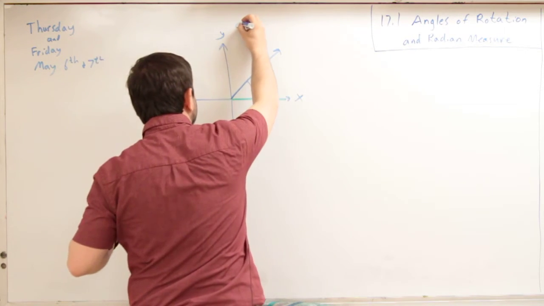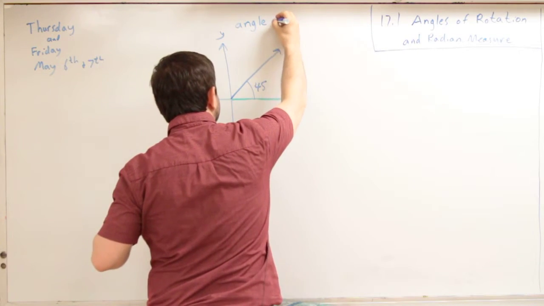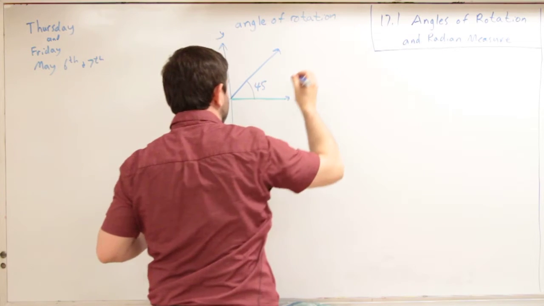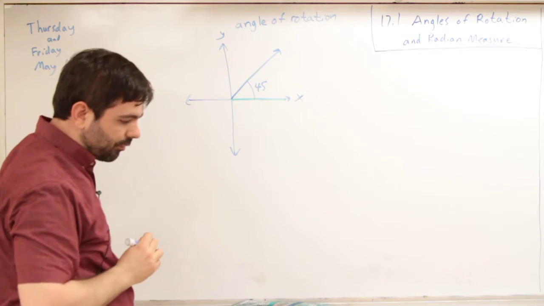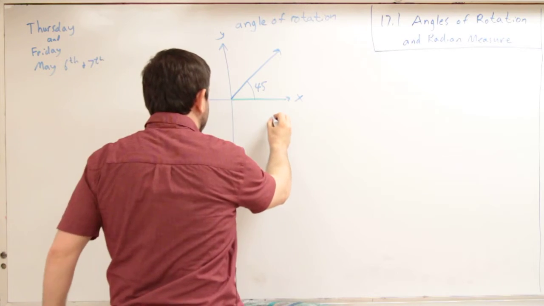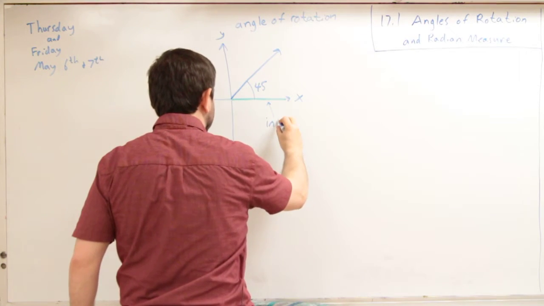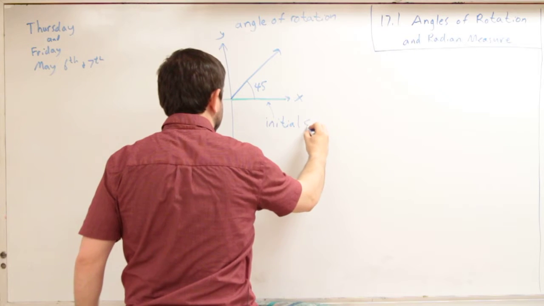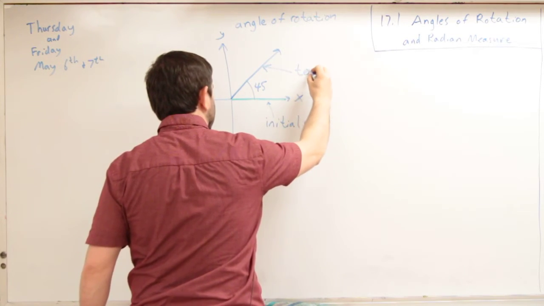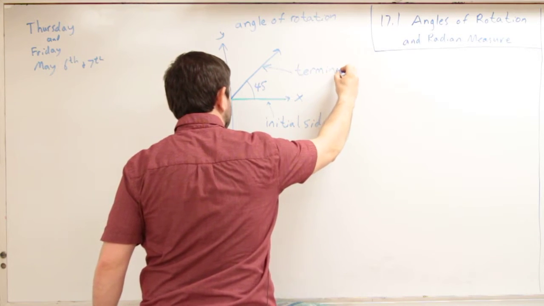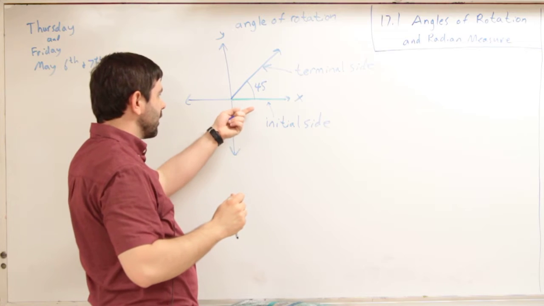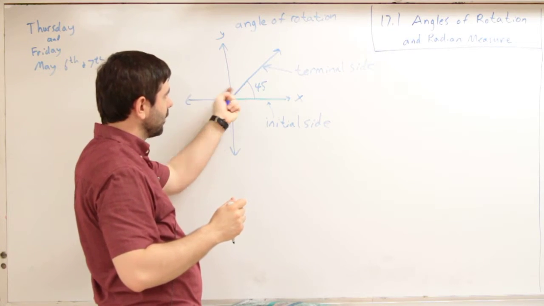That's angle of rotation. The next vocabulary words: this is the initial side, and this is the terminal side. Or another way to put it is the starting line and the ending line.